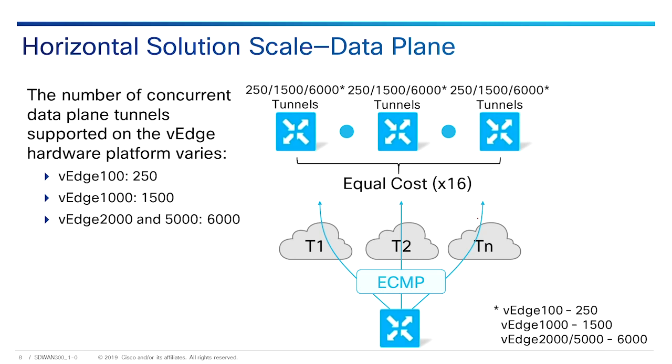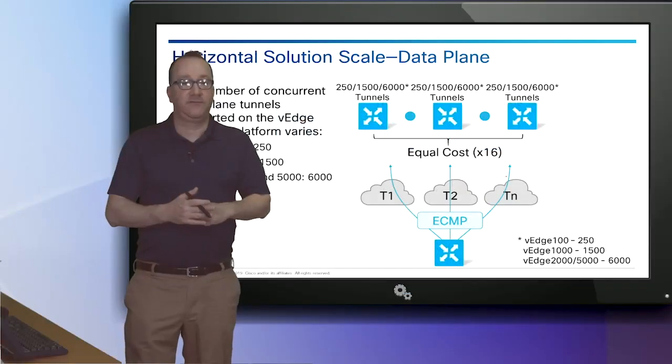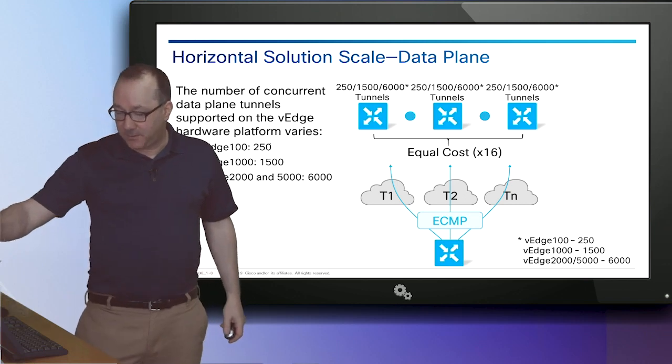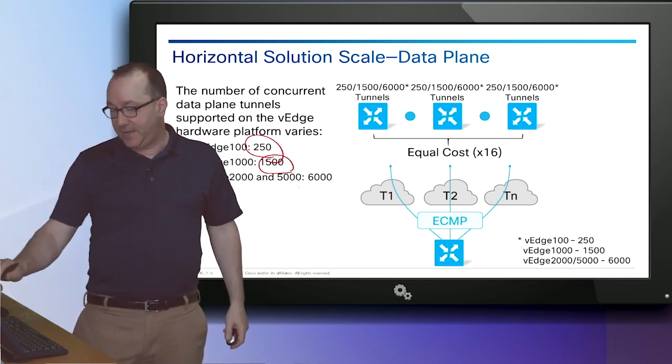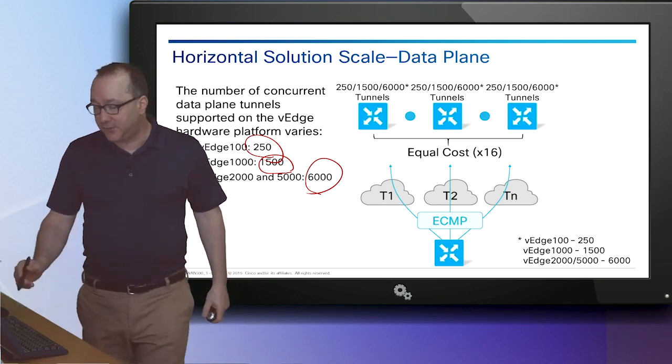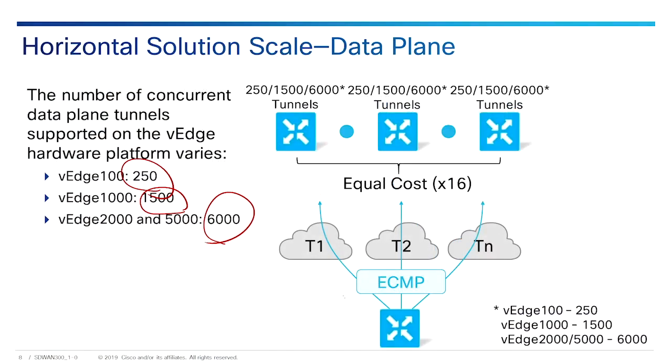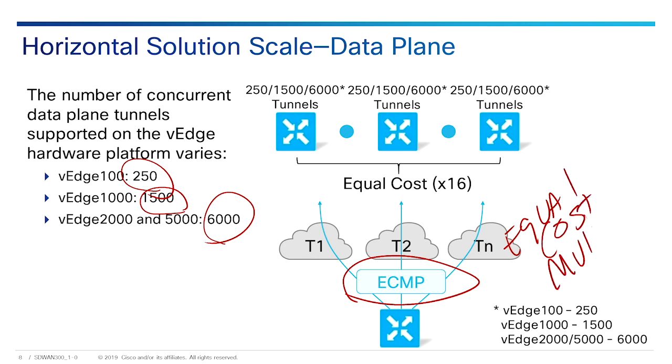On the data plane side, the number of tunnels supported on the vEdge is going to vary. If you've got the vEdge 100, we only support up to 250 tunnels. The 1,000, 1,500, 2,000 and 5,000 have 6,000 tunnels. We also have equal cost multipathing, and that's what ECMP stands for if you didn't know. Generally, there's an acronym explosion that occurs here, and a lot of this may be new to you. So that's equal cost. Basically what it implies is that if I have multiple connections, I'm going to load balance across them. Okay?